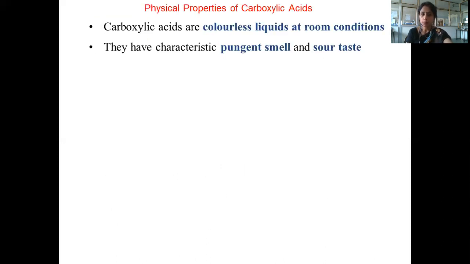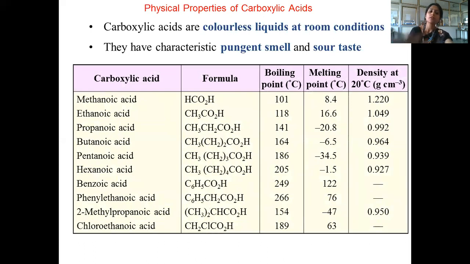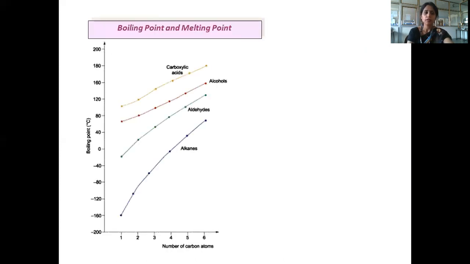Then coming to the physical properties. They are mostly colorless liquids at room temperature, and they have a characteristic pungent smell and a sour taste. These are the common carboxylic acids with their melting, boiling points and density. So let us see the boiling point.